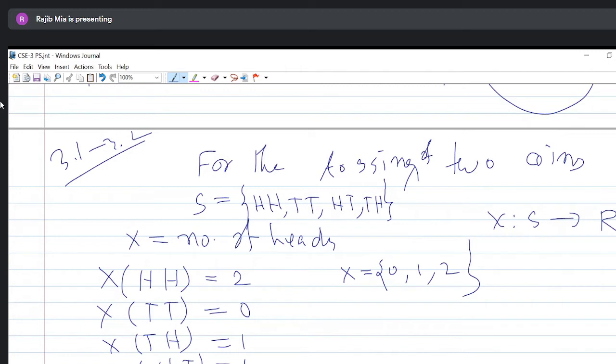Is it compulsory to write X equals HH is equal to 2? Can we directly write the probability? Now you can write directly this X is 0, 1, comma 2. What are the possible values of the random variable X? Yes, 0, 1, 2. The number of heads may be 0 or 1 or 2, maximum 2.